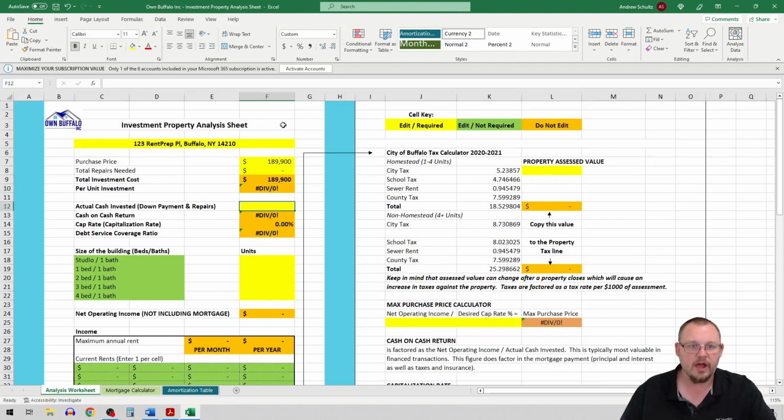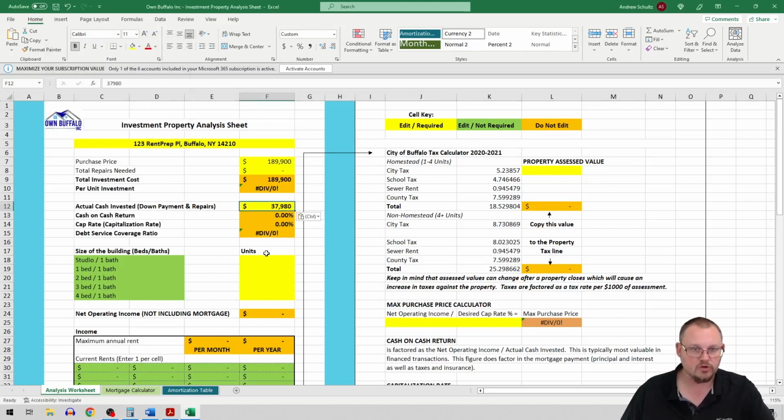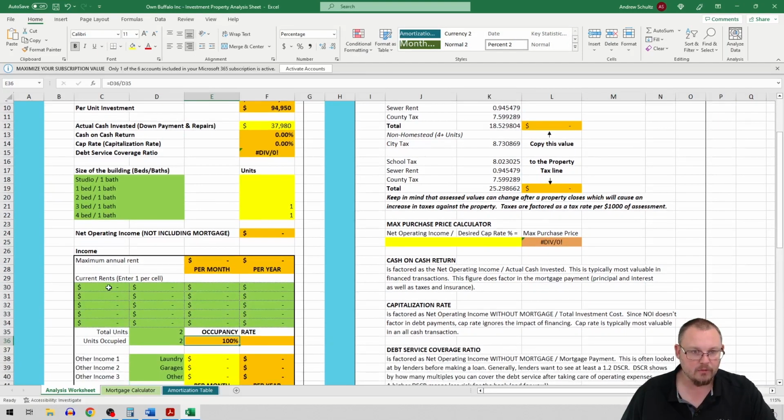And we're going to say the actual cash invested for down payment and repairs is going to be 20% of that purchase price. So we're going to say we are putting down almost $38,000. Go ahead and drop that number in here. And as we move down, obviously you can see there's nothing factoring in for the formulas yet because we still need to put in more information. We're going to put in one 3-bedroom, 1 bath, and one 4-bedroom, 1 bath, which gives us our total unit count of 2 and our occupied units of 2, showing a 100% occupancy rate.